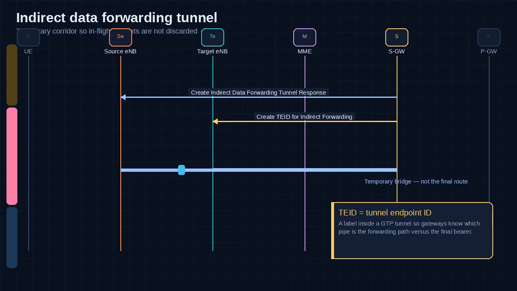It is a corridor for parcels while the traveler changes stations, not the forever home of the traffic. Hold that idea. Forwarding is scaffolding. It exists so execution can detach the radio without discarding in-flight data. Later path switches will retire the scaffold. For now, the tunnel response and the forwarding TEID are how the network says the bridge is open.